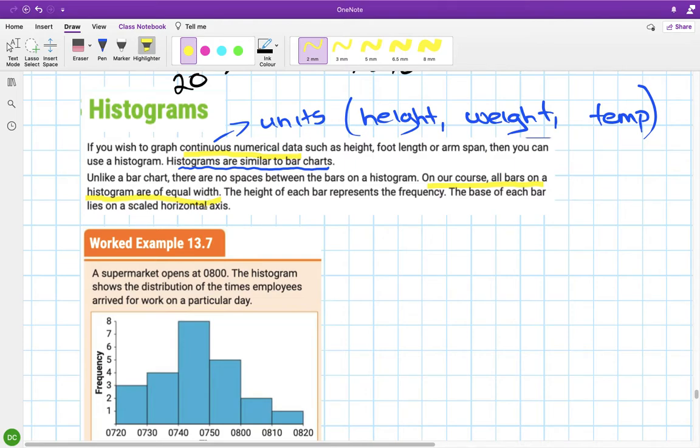Essentially the only difference between a histogram and a bar chart on your course is that there are no spaces between the bars. Everything else is the same. So if it's a histogram, there are no gaps. Your bars have equal width, but there's no gaps in between them. If it's a bar chart, your bars are equal width and there's gaps between them.